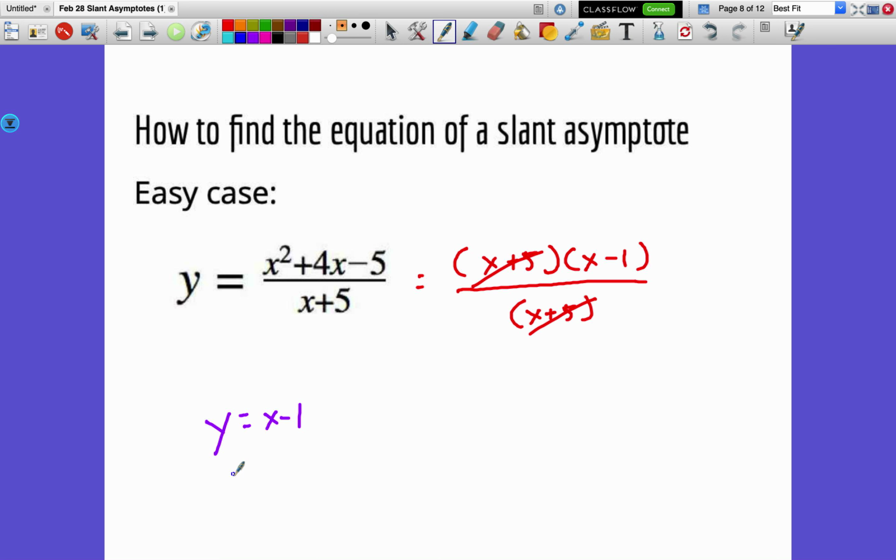And it still is considered a slant asymptote even though this isn't a case where our function just approaches this line forever. This is the line of our function. The only thing is it would have a hole at -5. So the degree is 1 more up here, and this is our equation of slant asymptote.